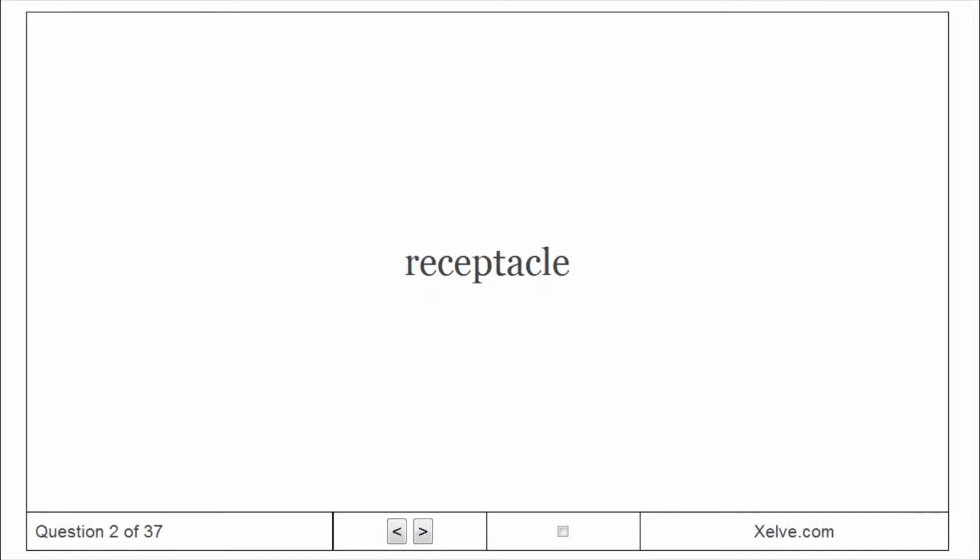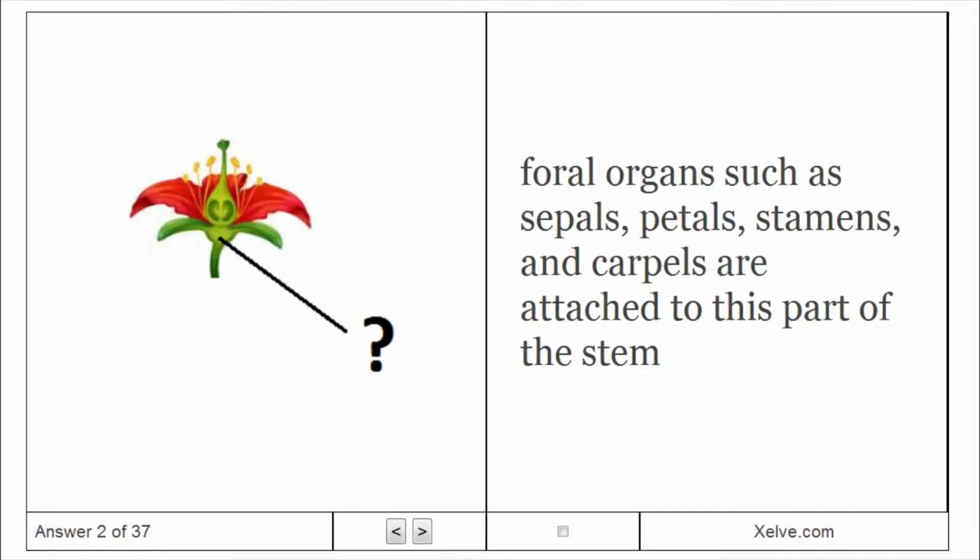Receptacle. Floral organs such as sepals, petals, stamens, and carpels are attached to this part of the stem.